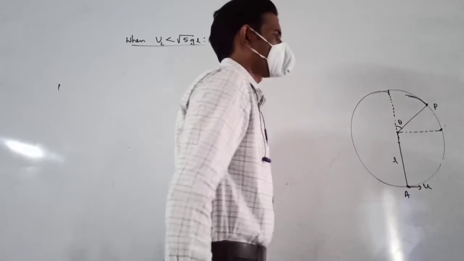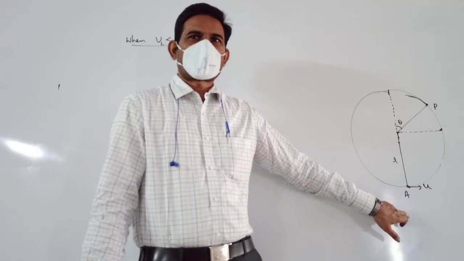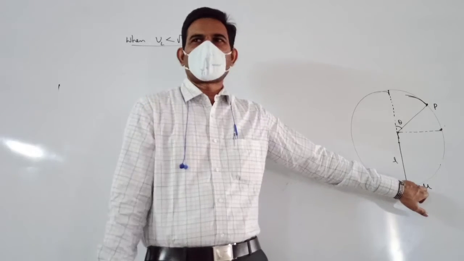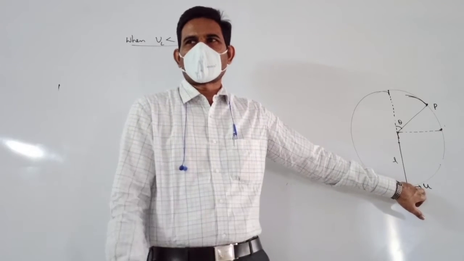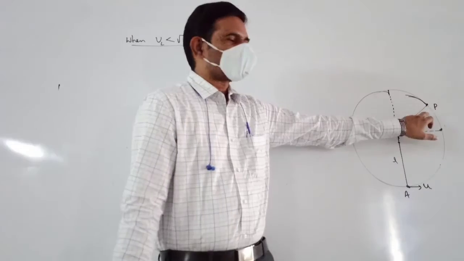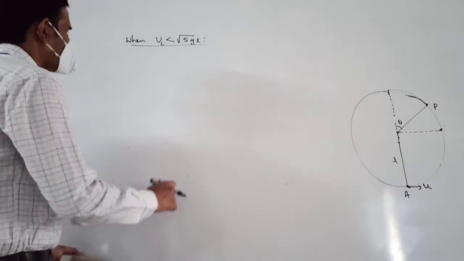That U value is, as we mentioned, in those limits. It will be in between root of 2gl and 5gl. So at some point P I am assuming that it loses the contact, that means it leaves the circular path. So then at point P I am writing the force diagram. We just need to write one force equation and one conservation of energy equation.